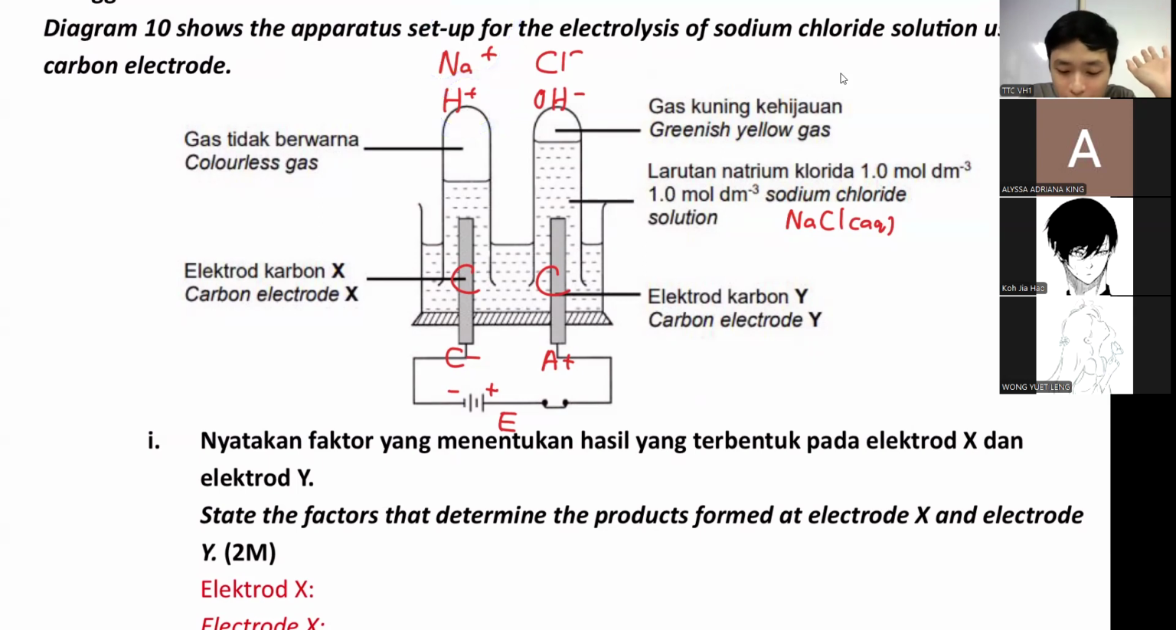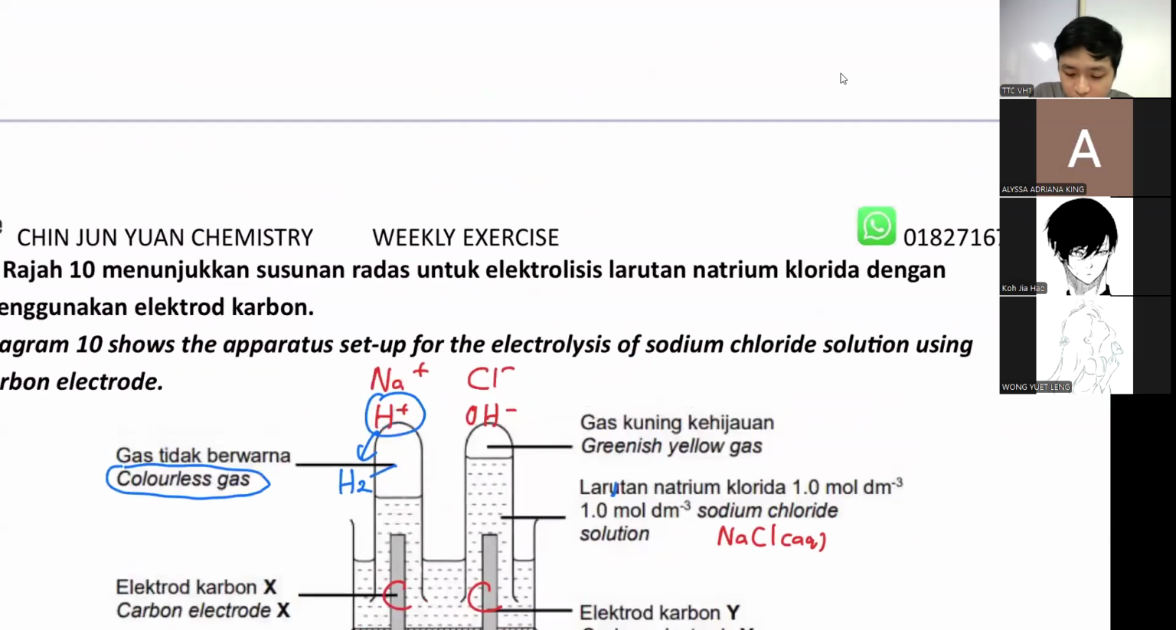So you already know to see. Okay, so the answer should be H+ already. Then undergo reduction by receiving electrons, become hydrogen gas. That's why I tell you the colorless gas here is hydrogen gas. Okay, you already can analyze. This one very simple. You use the same concept.